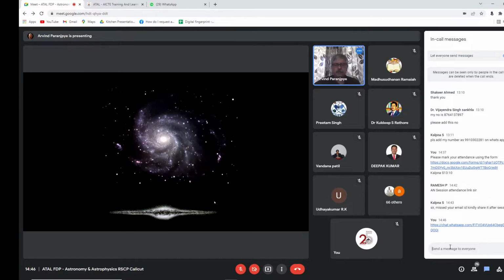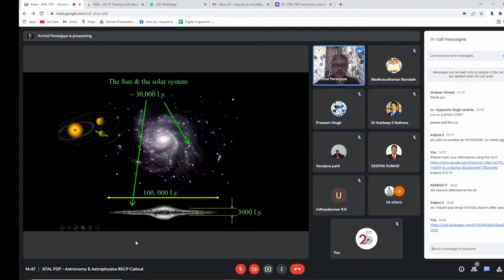Then somewhere here, about 30,000 light years from the central part, this is where our Milky Way galaxy is located. Now, once again, we can certainly say that this is how our Milky Way galaxy would look, because you have surveyed a large number of galaxies, and possibly our Milky Way galaxy is also like that.